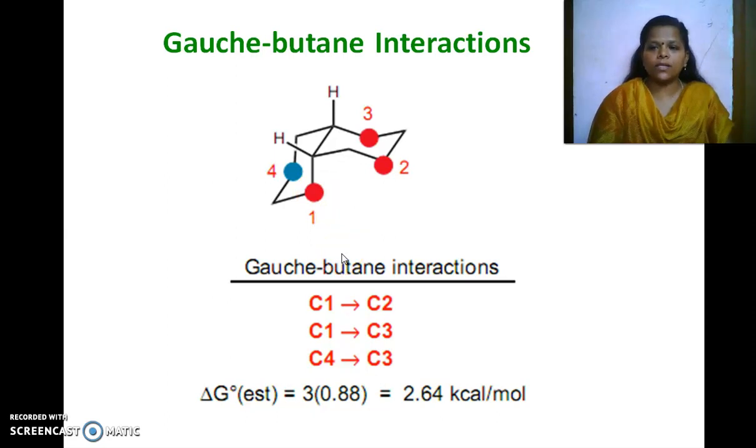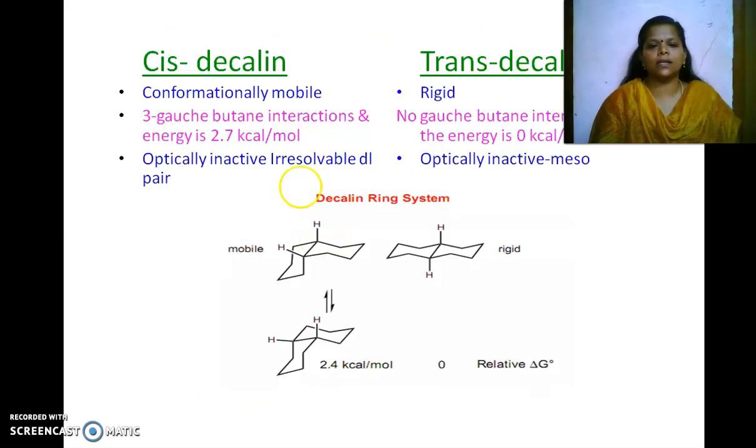So from this session we can conclude that cis decalin is somewhat less stable than trans decalin, because cis decalin has 2.7 kilocalories per mole and trans decalin has 0 kilocalories. Trans decalin is a meso compound, so it is optically inactive, and cis decalin exists as an irresolvable DL mixture, so this is also optically inactive.